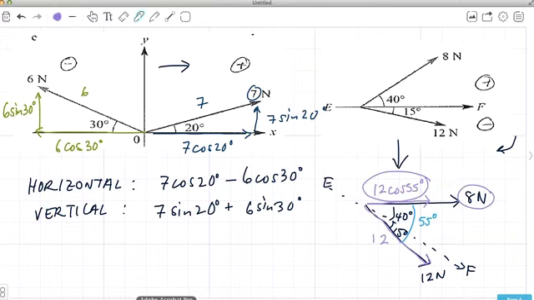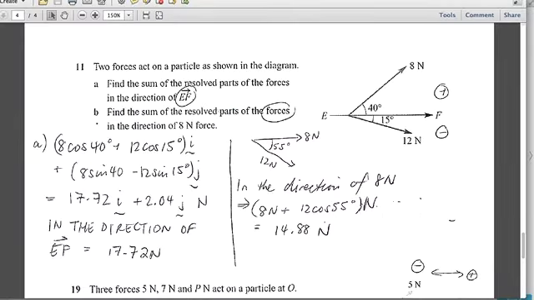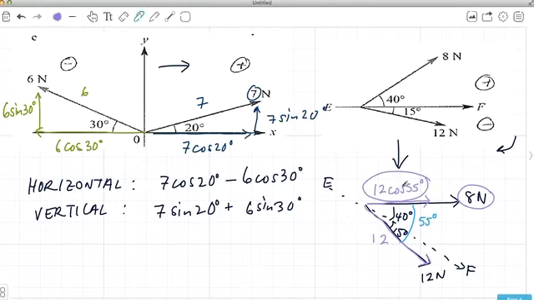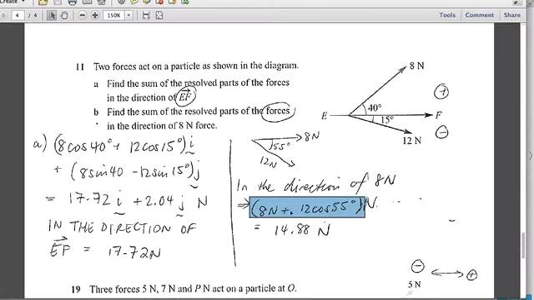So let's look back at the question. Find the sum of the resolved parts in the direction of the 8N force. So you can see now, this is where this came from, because we're looking at this part plus the 8N. There's two vectors going on, this black one and this purple one. They're the two forces in the 8N direction. So resolved in that direction, adding them together, you get 14.88 newtons. So direction is really important. Whatever you want things to be resolved in, make that direction horizontal.